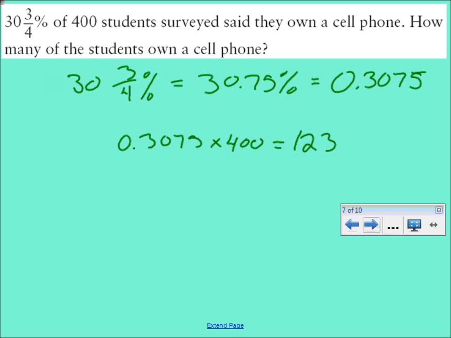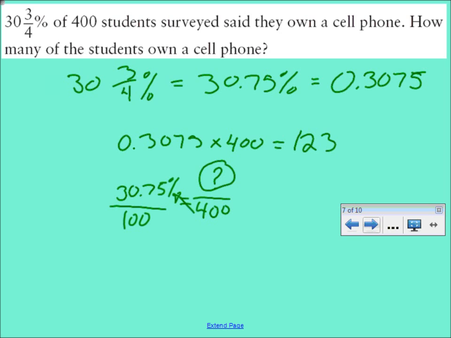Again, if you wanted to do this with the cross multiplication, you would go 30.75 over 100 equals question mark over 400. Isolate question mark. 30.75 times 400 divided by 100 equals 123.